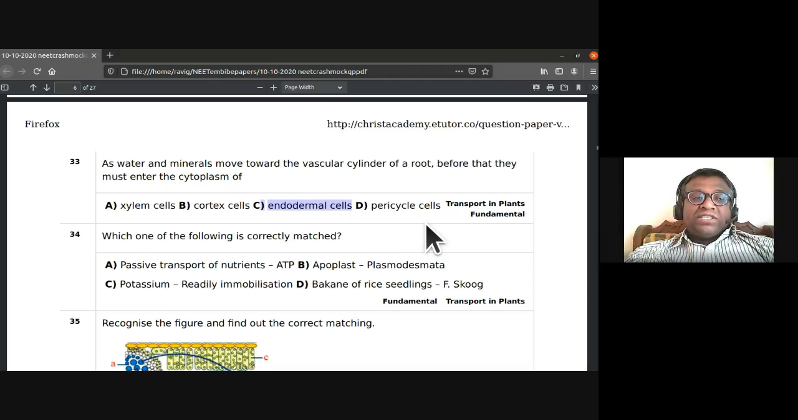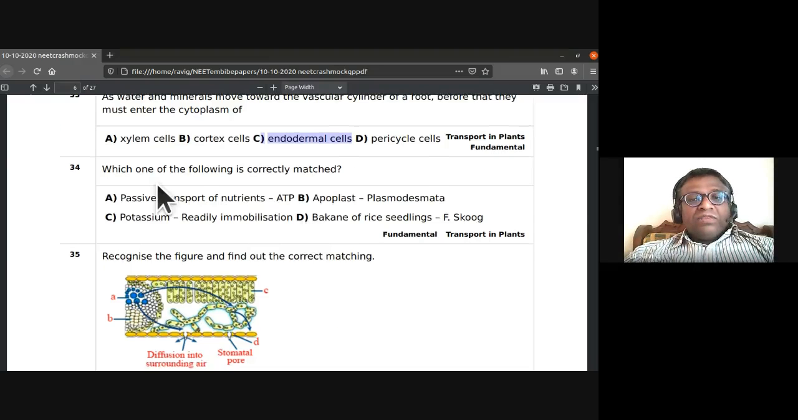Okay, apoplast is through non-living component of cells. Symplast is through plasmodesmatal connections. Which one of the following is correctly matched?